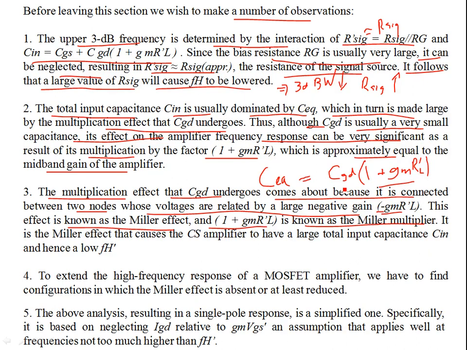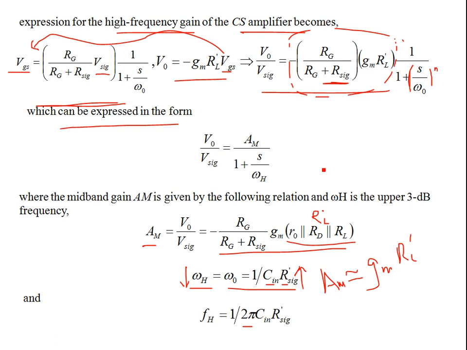This is the midband gain, so there's a large gain. This effect is known as the Miller effect, and 1 plus GMRL prime is the Miller multiplier, MM. So it is the Miller effect that causes the CS amplifier to have a large total input capacitance Cin and hence a low FH prime. Again, because Cin is in the corner frequency expression, for large Cin, omega H, the corner frequency, is going to drop. So due to the Miller effect, which is seen because the midband gain is multiplying CGD, that's the Miller effect.